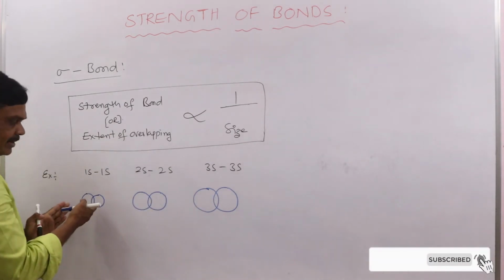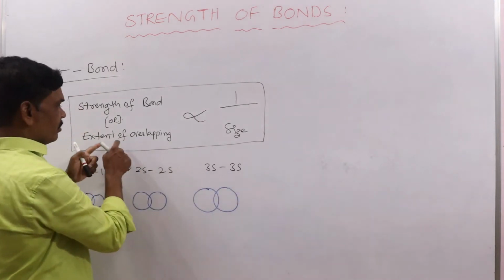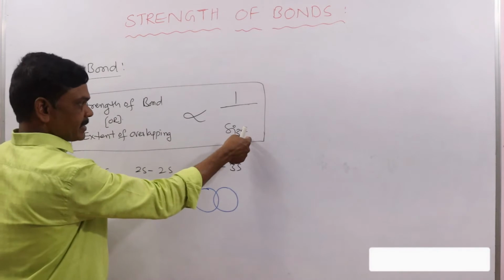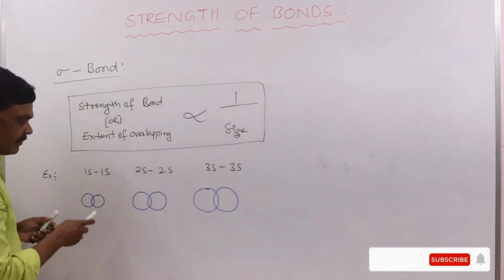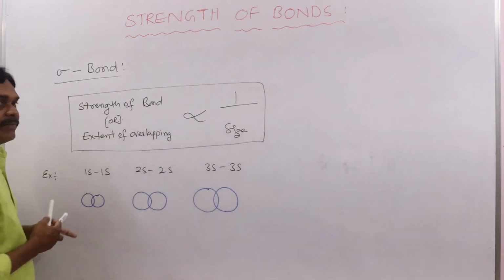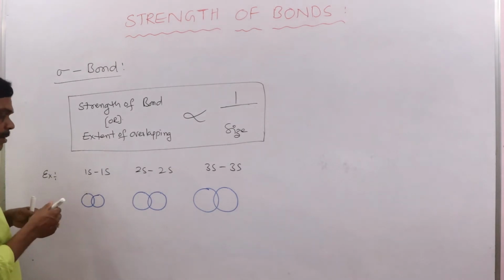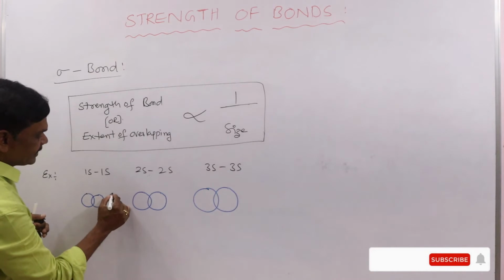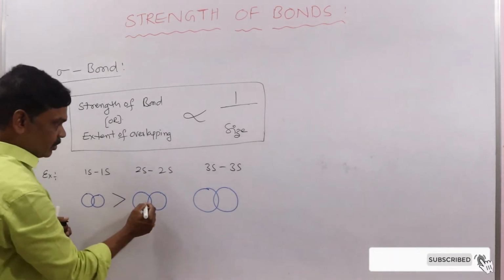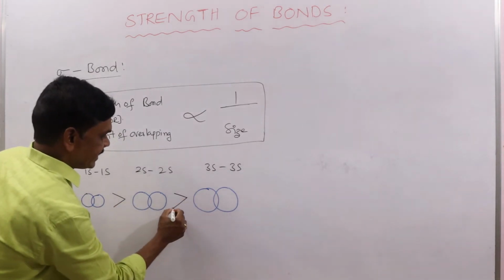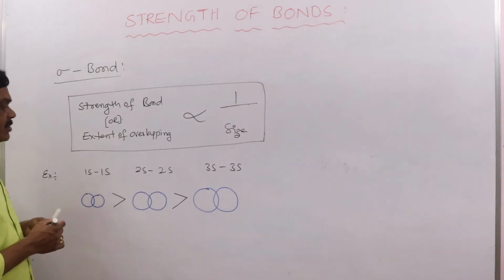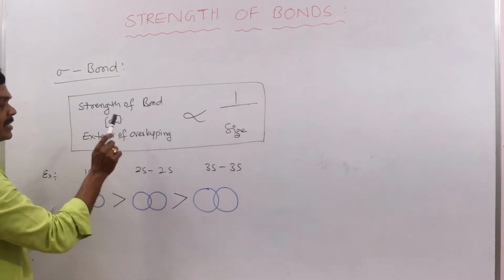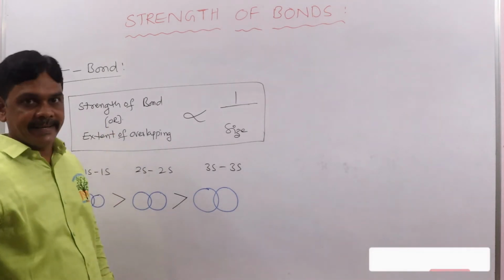So now gradually its size is increasing. Extent of overlapping indicates what? Strength of bond. So strength of bond depends upon what? Inversely proportional. When size increases, strength of bond decreases. So 1s strength is greater than 2s, which is greater than 3s. When the orbital size increases, the strength of bond decreases.